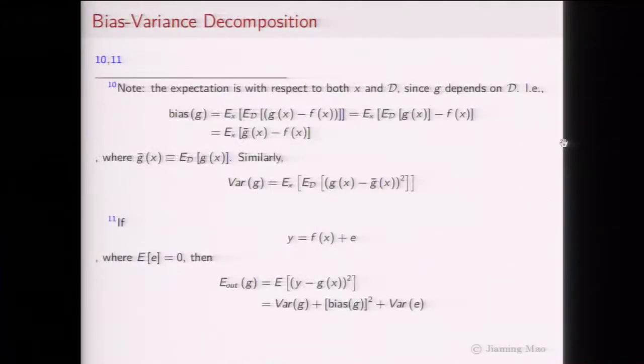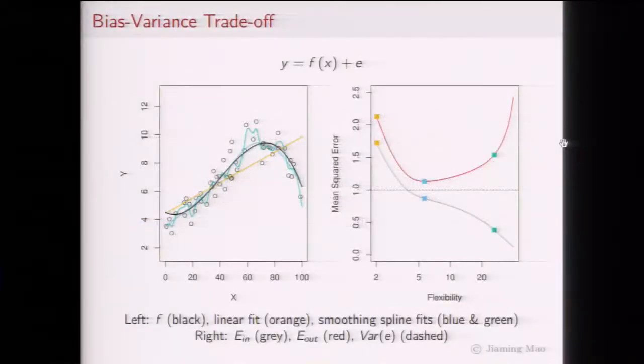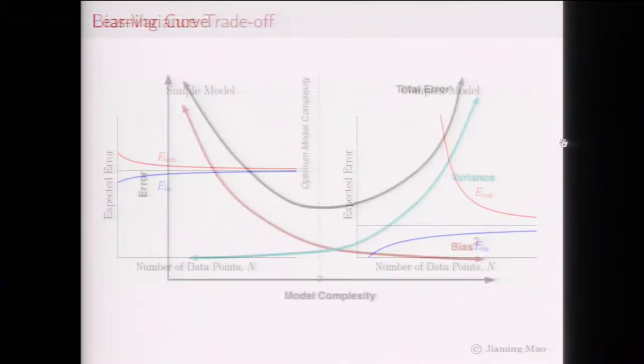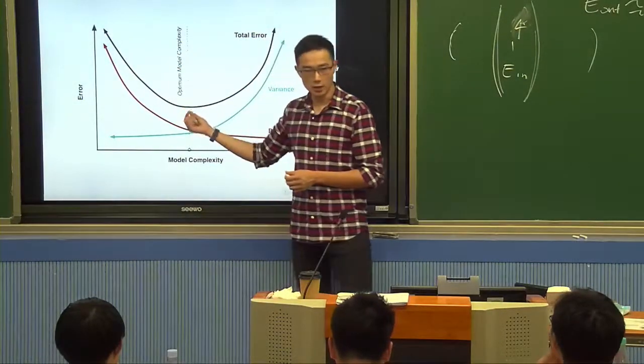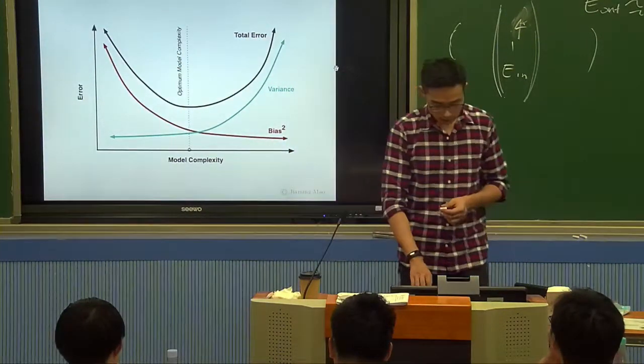The bias-variance trade-off is very similar. It's the same story, and you can see that it leads to basically the same graph, where you have the U-shaped curve again, and our goal is choosing the optimal point here.